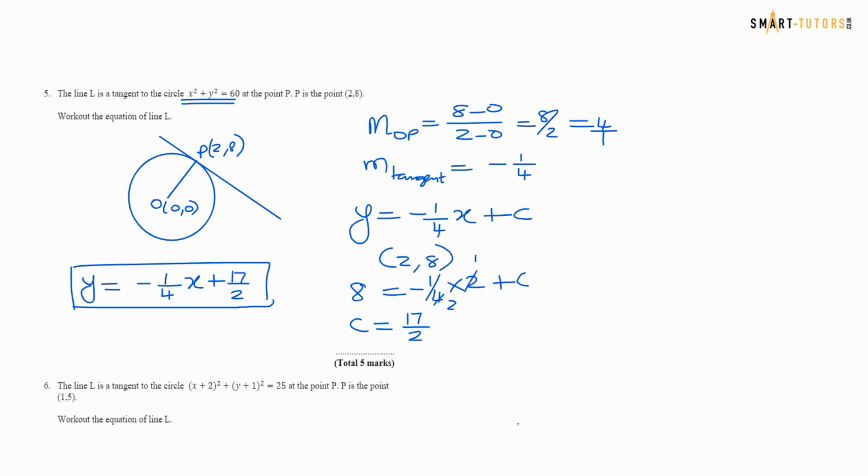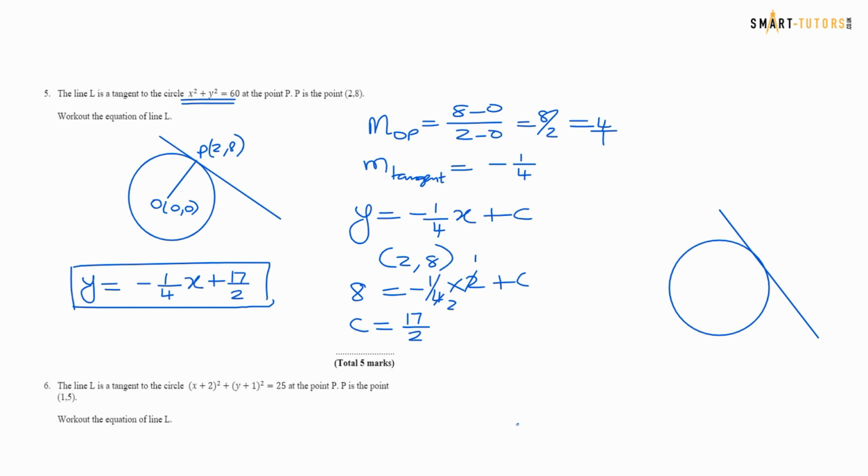Question number 6, same concept. The line L is a tangent to this circle. The only problem I have is that this circle is not the normal circle. We need to find the center point of that circle. So let's quickly draw a tangent line. This is the tangent line, and let's mark all the information there.